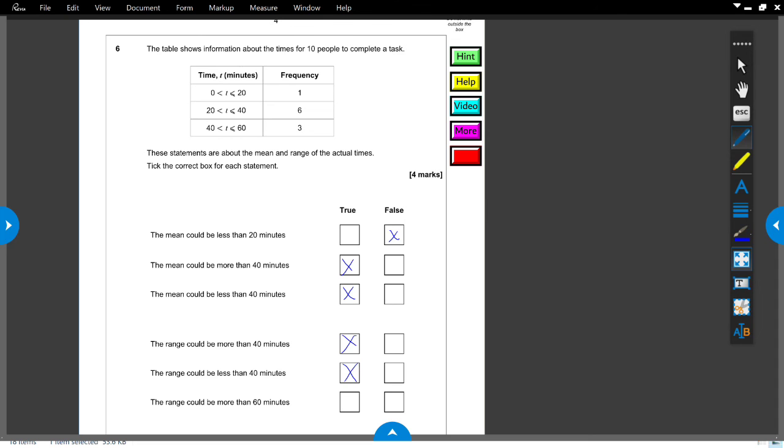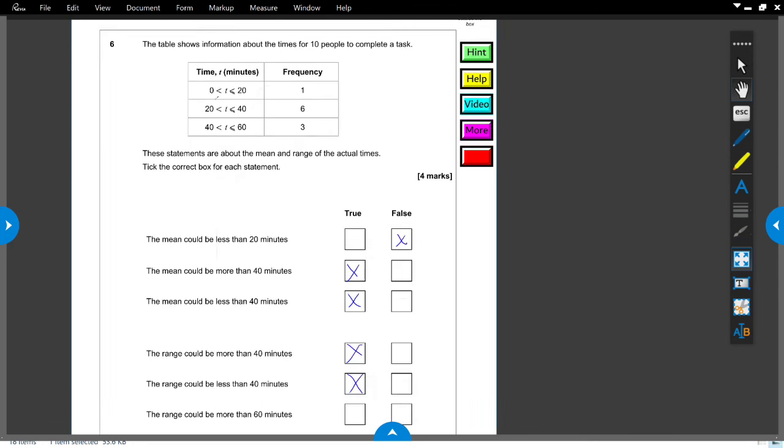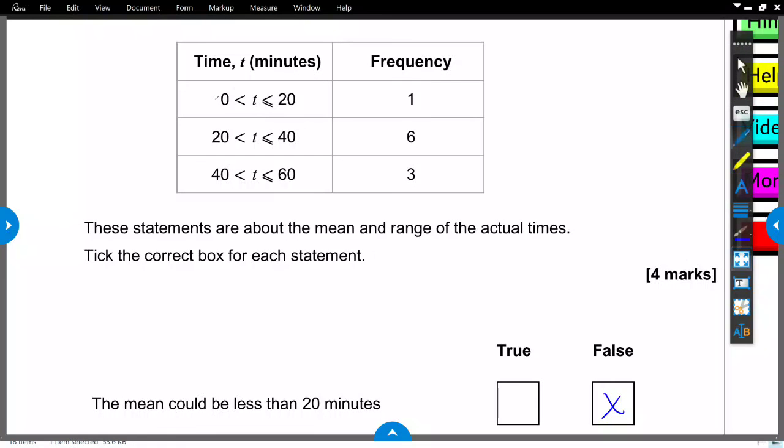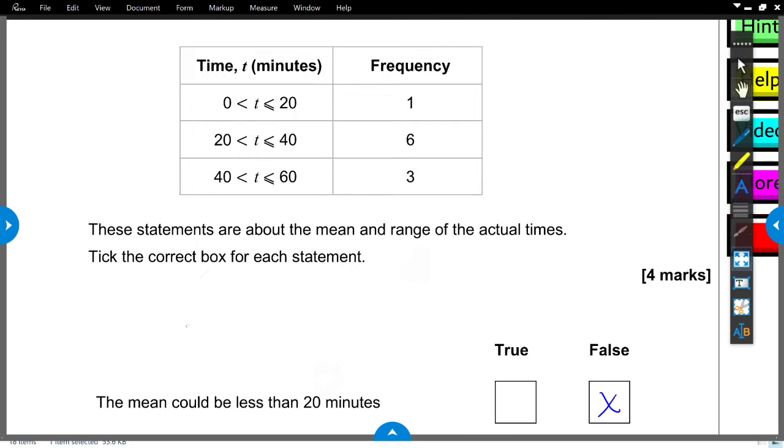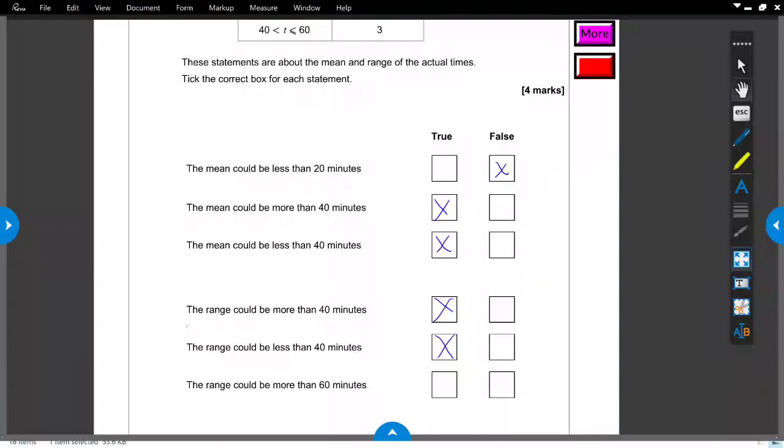And in fact, thinking back to our original theory that we can't actually be equal to 0, we can't even have a range of 60. The range has to be less than 60, because this has to be something bigger than 0. So there's no chance of us getting bigger than 60 minutes. This one must be false.